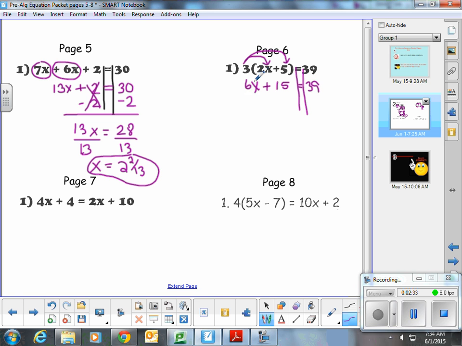Now to get the 6x by itself, we're going to get rid of the plus 15 by subtracting 15. 39, take away 15 is 24. And on this side, this will become 0. So 6x equals 24. Divide both sides by 6, and x equals 4.